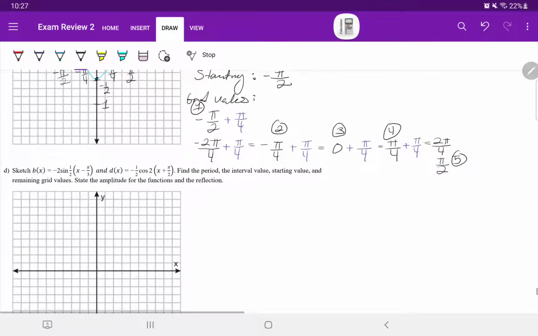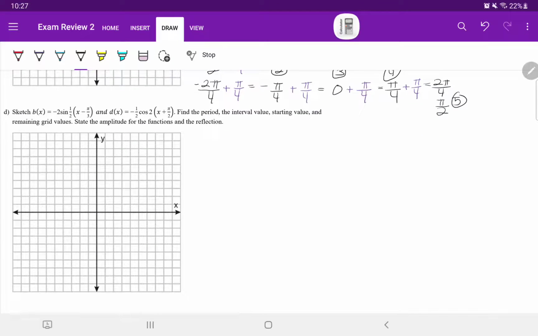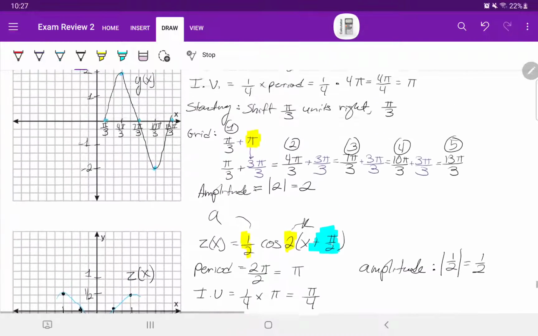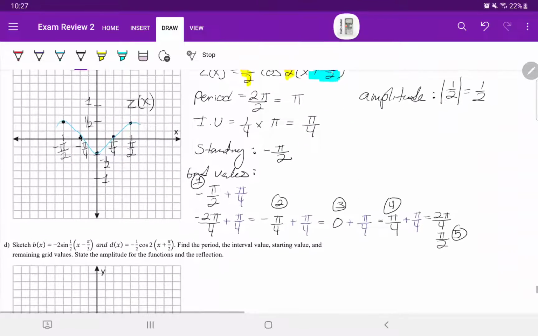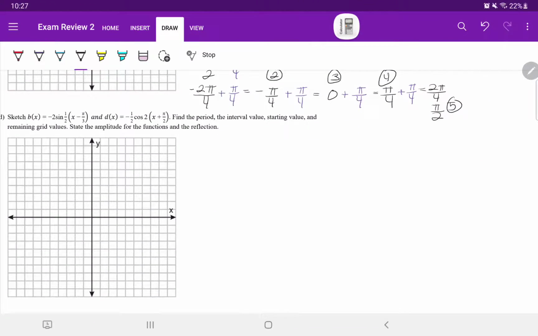Now, we want to sketch b of x and d of x. B of x equals negative 2 sine of 1/2 x minus 3. And d of x equals negative 1/2 cosine of 2 times x plus pi over 2. Now, if you notice, these functions are almost similar to the functions we did in part C. However, there is a negative in front.